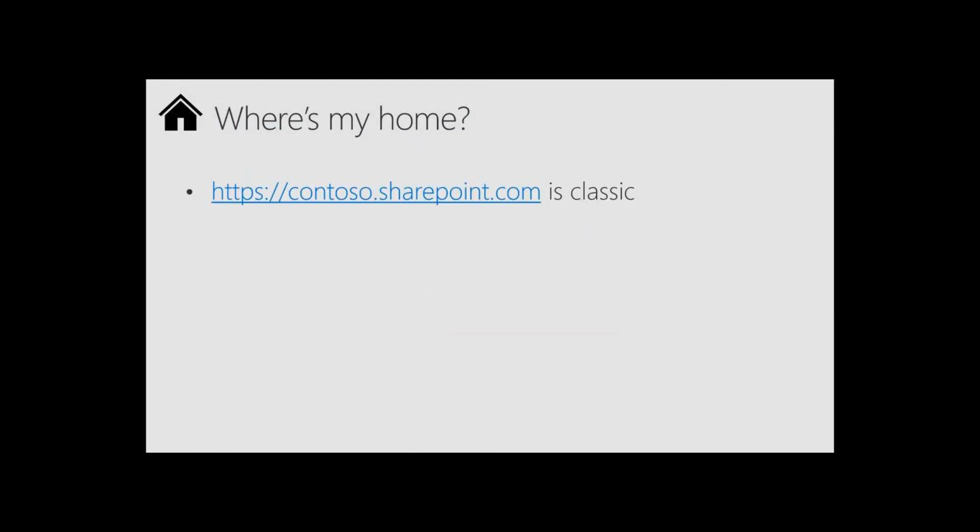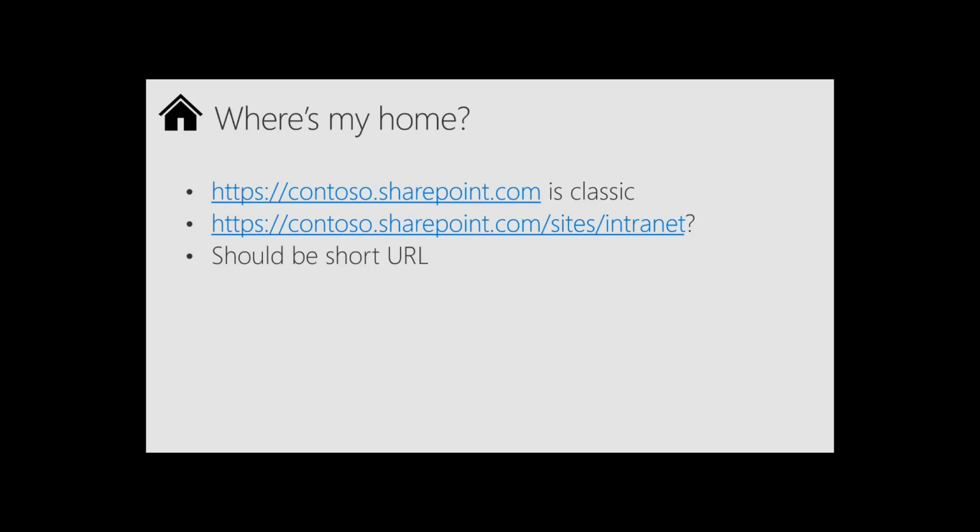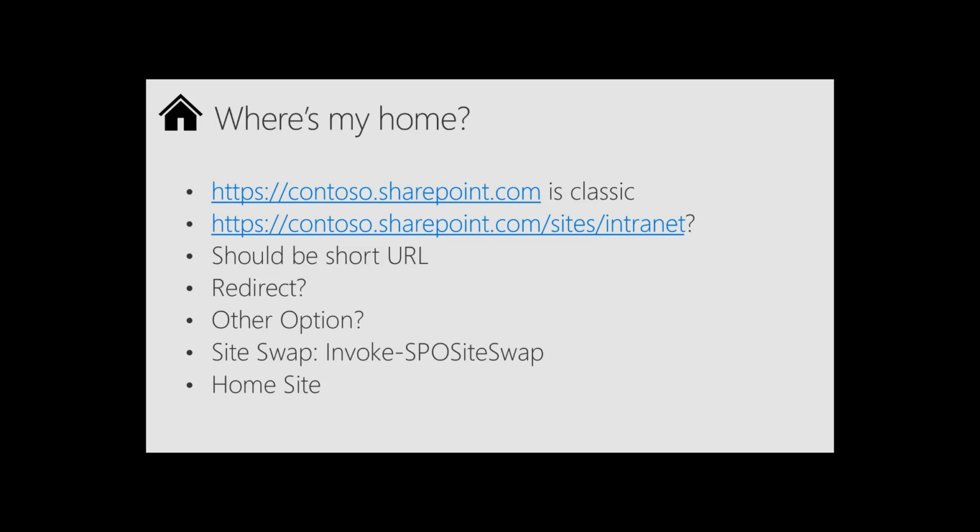My homepage, typically, if you created your tenant a while ago, contoso.sharepoint.com, your root site collection is classic. If you've done it today, it is not anymore. Where should I do it? Should I go into contoso.sharepoint.com/sites/intranet? For me, it is not a good way to create your homepage and have your home as that site, a URL that is that long. So I think it should be a lot shorter. Should I do a redirect? Other options. But how can I do it?